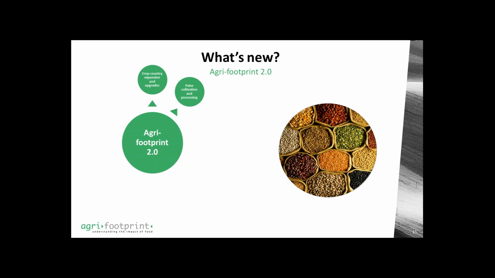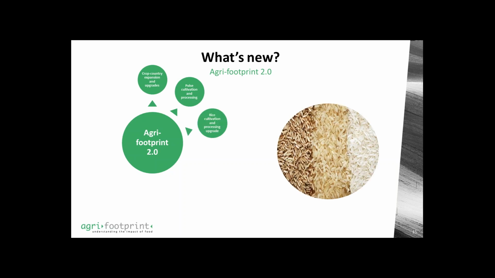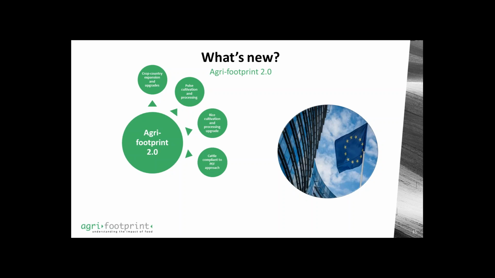And a couple of these crop expansions come from the beans cultivation, but also the beans processing is included. Rice is also included in Agri-footprint, and also the milling of rice and the downstream processes.